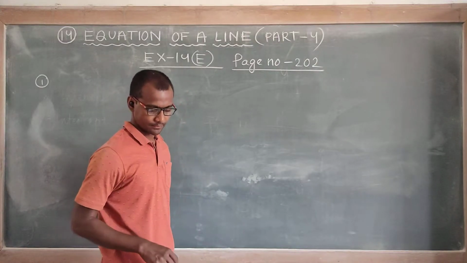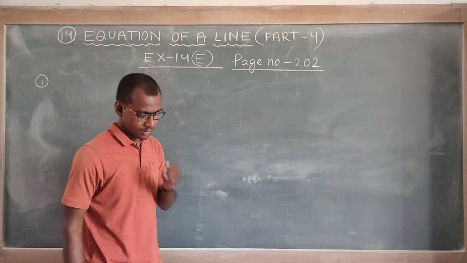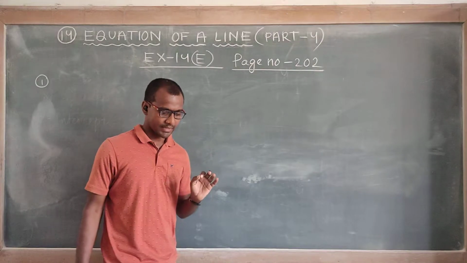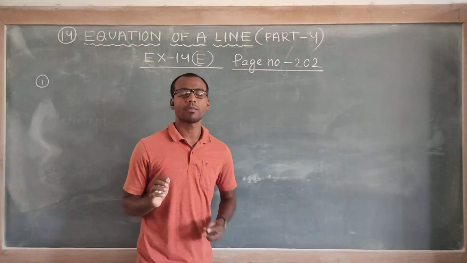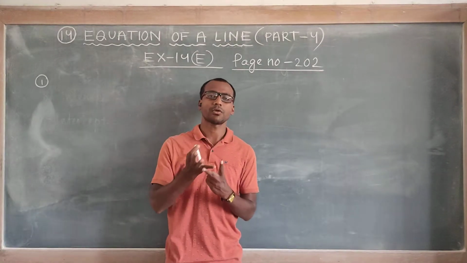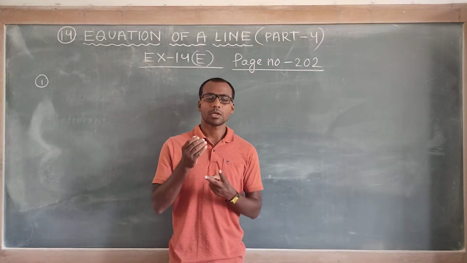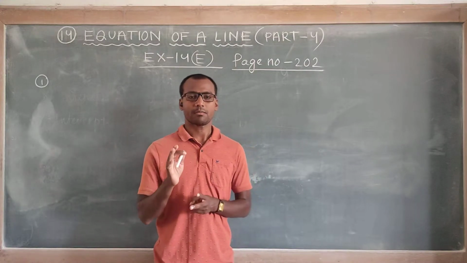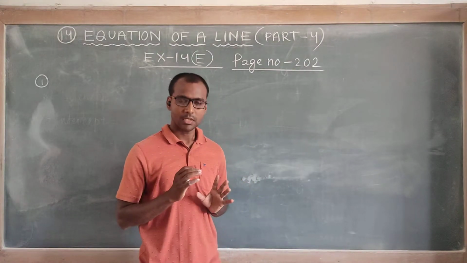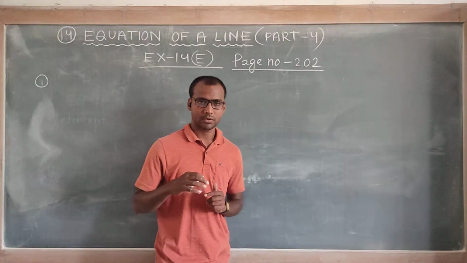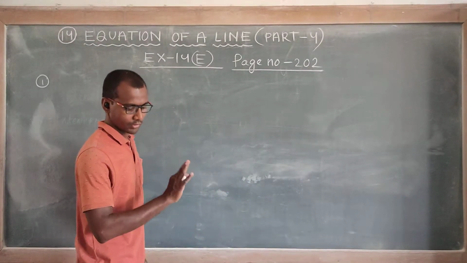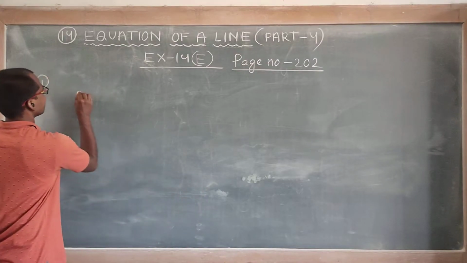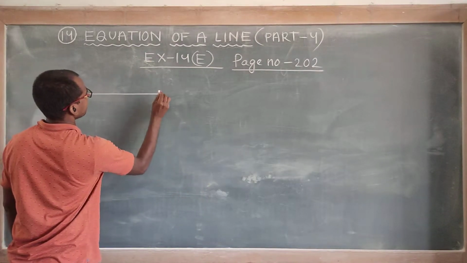Exercise 14E, question number 1. Point P divides the line segment joining the points A and B. See, this is coordinate geometry, a combination of algebra and geometry. So you have to draw a diagram. Always draw a diagram when a question is given to you from this unit, coordinate geometry, so that you can understand better. So draw a line segment AB.